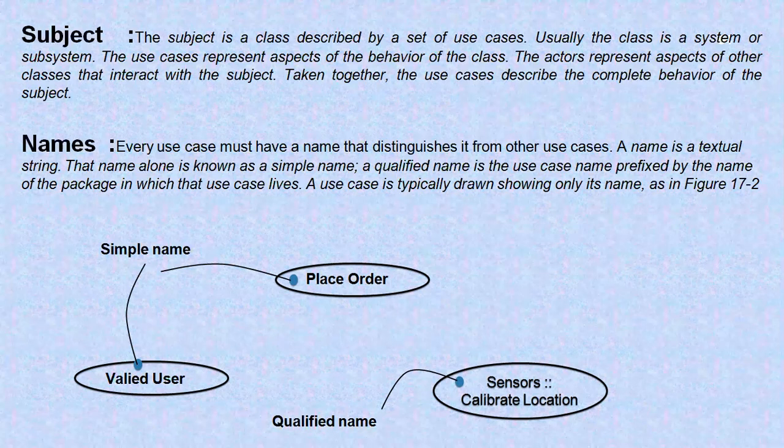Coming to the names, every use case must have a name that distinguishes it from other use cases. A name is a textual string. The name alone is known as a simple name, and a qualified name is the use case name prefixed by the name of the package in which the use case lives. A use case is typically drawn showing only its name, like what we see in this particular figure.